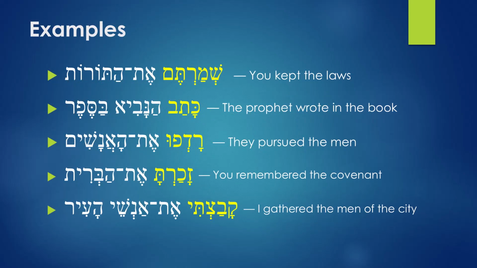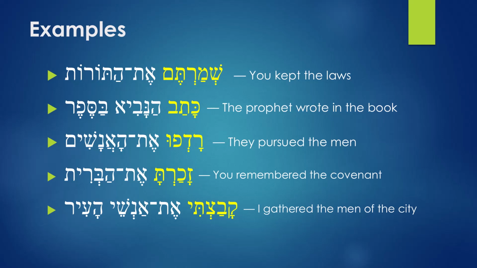Alright, we have more examples here, and I'm going to go through these very quickly. The first phrase you have, shemartem et hatorot. Shemartem is a verb. It means you kept, from the word shamar, meaning he kept. With that tem ending, it becomes you kept. Et hatorot, torot means law. It's in the plural, laws. So you kept the laws.